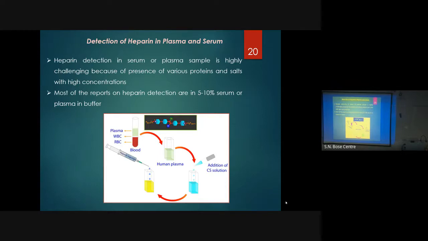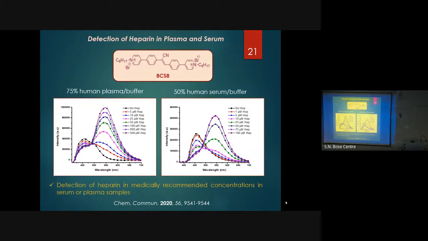So typically, if you see the literature, other than a few examples, most people do this in 5-10% serum or plasma. You take the pure serum or plasma from the patient for whom you want to estimate the heparin in blood, and then you dilute into buffer. Otherwise, you do not see the sensitivity. But what we could figure out is that in our case, because of this multivalent nanostructure, we could go to 75% human plasma and 50% human serum. So you could go to a very high percentage of serum and plasma, where we could still detect heparin in medically recommended concentrations.